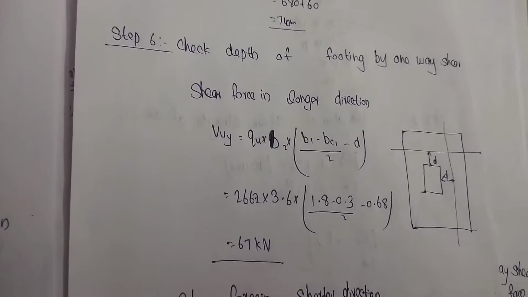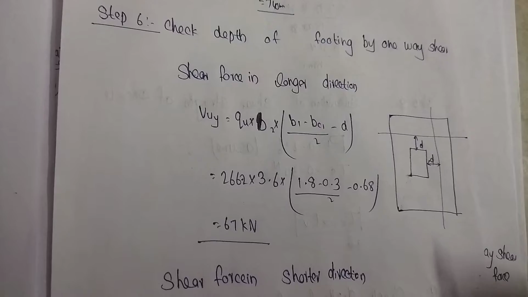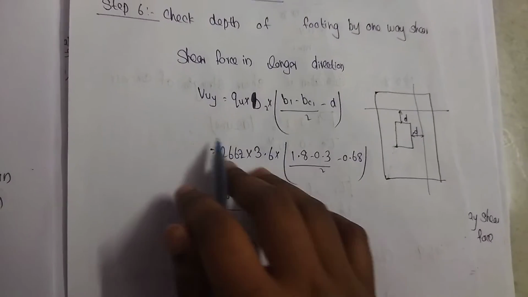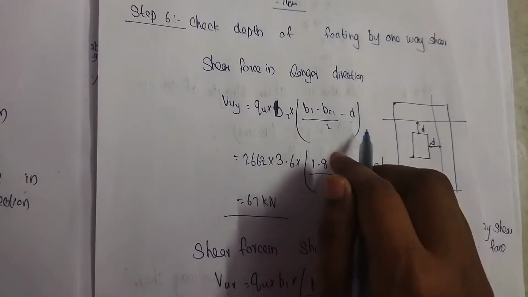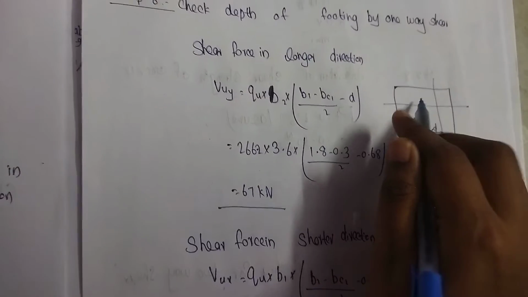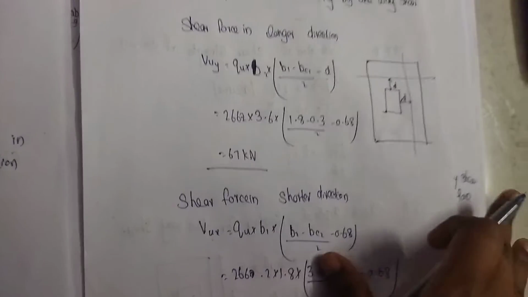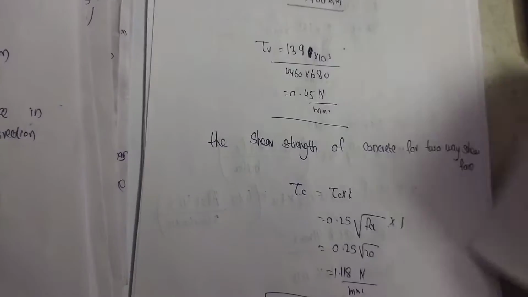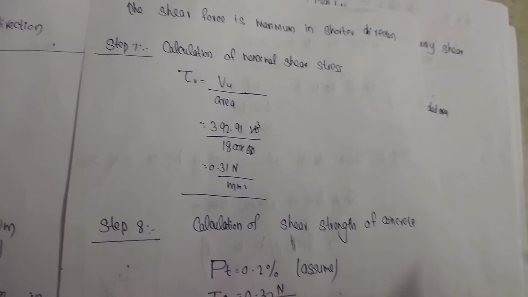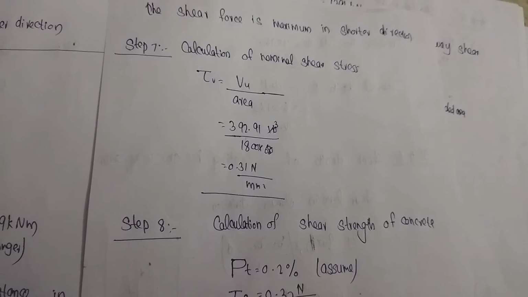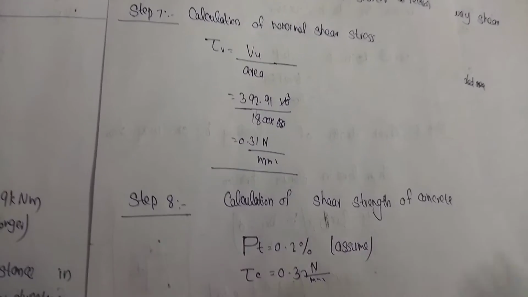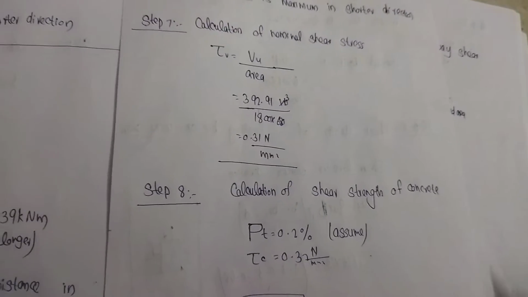Then after that we check the footing for one-way shear. We also provide this equation for easy calculation. Shear force in the longer direction and shear force in the shorter direction. Substitute the values, then compare and take the maximum shear force, which is in the shorter direction. After that we calculate the nominal shear stress, tau v, that is Vu divided by area.